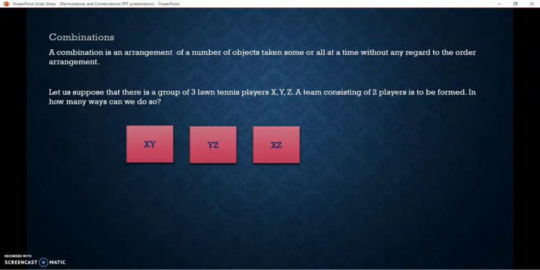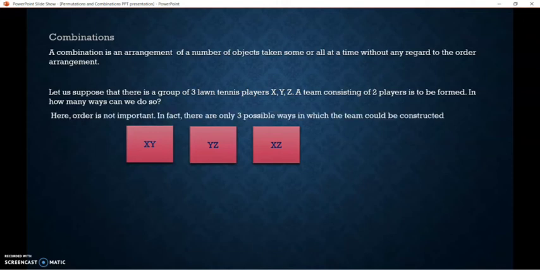Similarly, if I take Y first, Z later, or Z first, Y later, it does not really matter. Similarly in the third case. So in this kind of counting, the order is immaterial. No special preference or importance is given to the order. Those kinds of arrangements wherein the order is immaterial are called combinations.